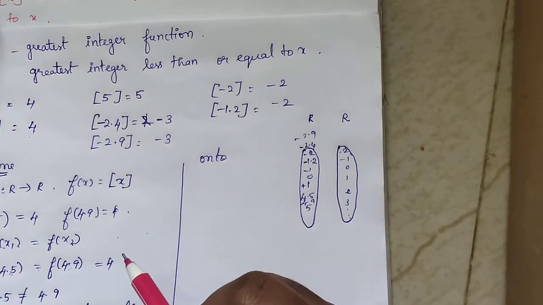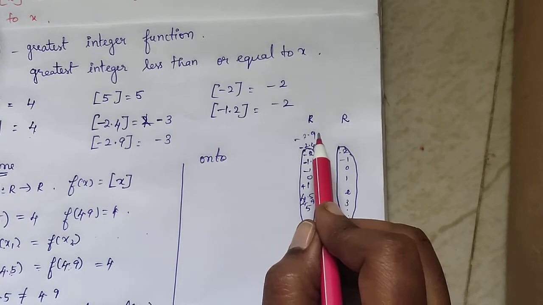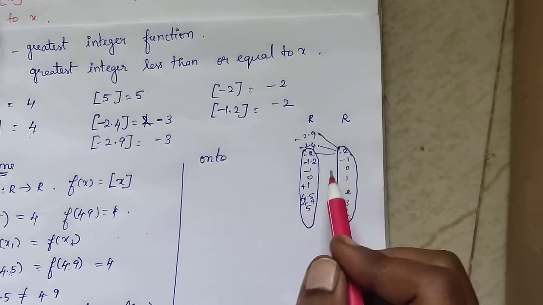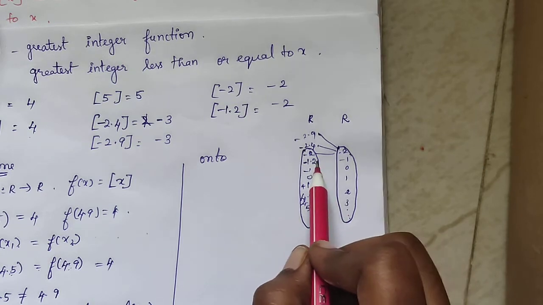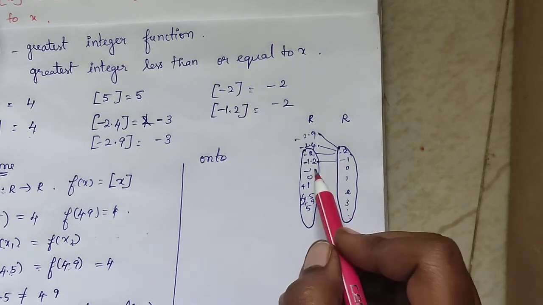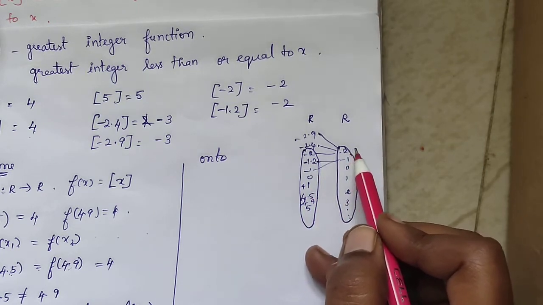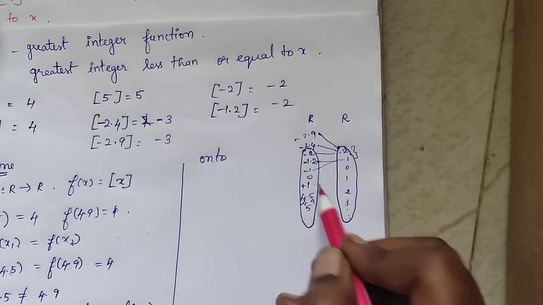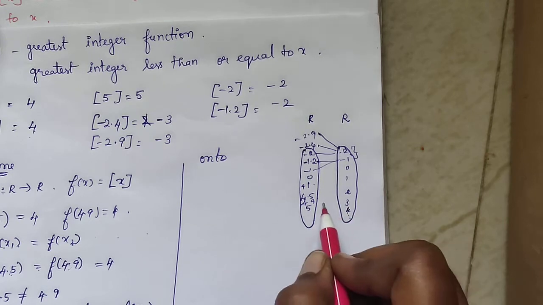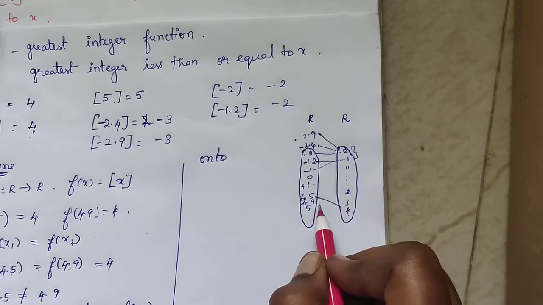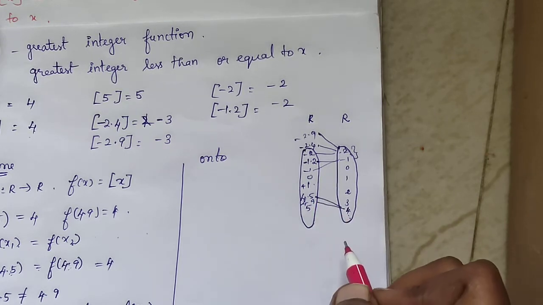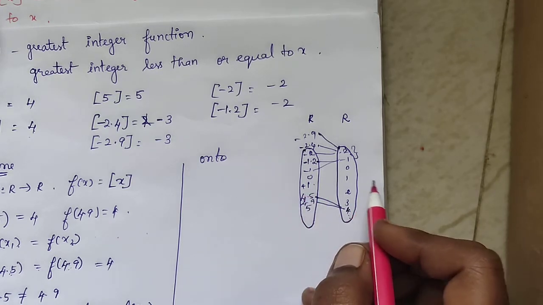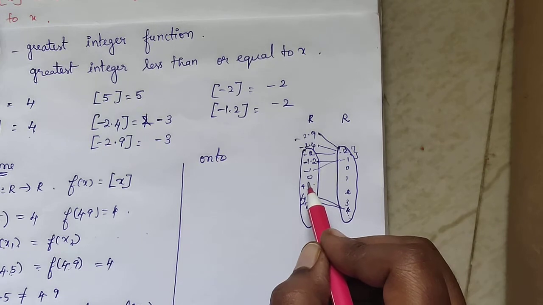Here we proved that it is not a one-one function. For 2.9 also 2, for 2.4 also 2. For minus 2 also it is minus 2 only. Similarly for minus 1.2 also minus 2, for minus 1 it is minus 1. Now in between this minus 2 and minus 1, or see here, for 4.5 also this is 4, for 4.9 also it is 4 only. Now for 3.9, or let us take here 1 is there.